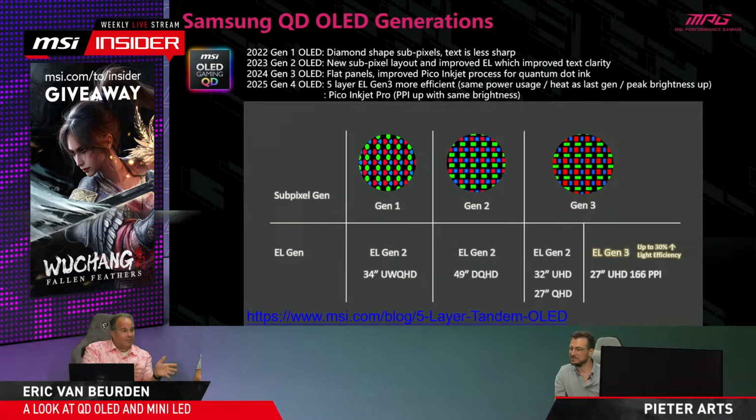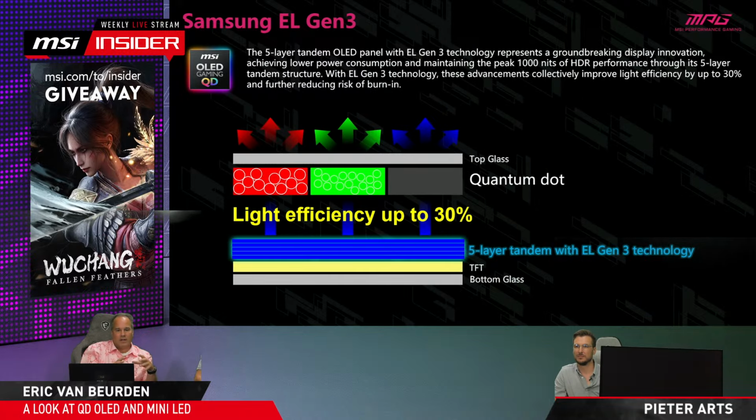And then this panel is using the new generation. Samsung Display is not referring to it as Gen 4, we do, but actually it's their 2025 technology. And they did several things. First of all, I go to the next slide. They have a new 5-layer tandem for their Gen 3, and because of this, they have 30% better light efficiency. And that's a tricky term, light efficiency.